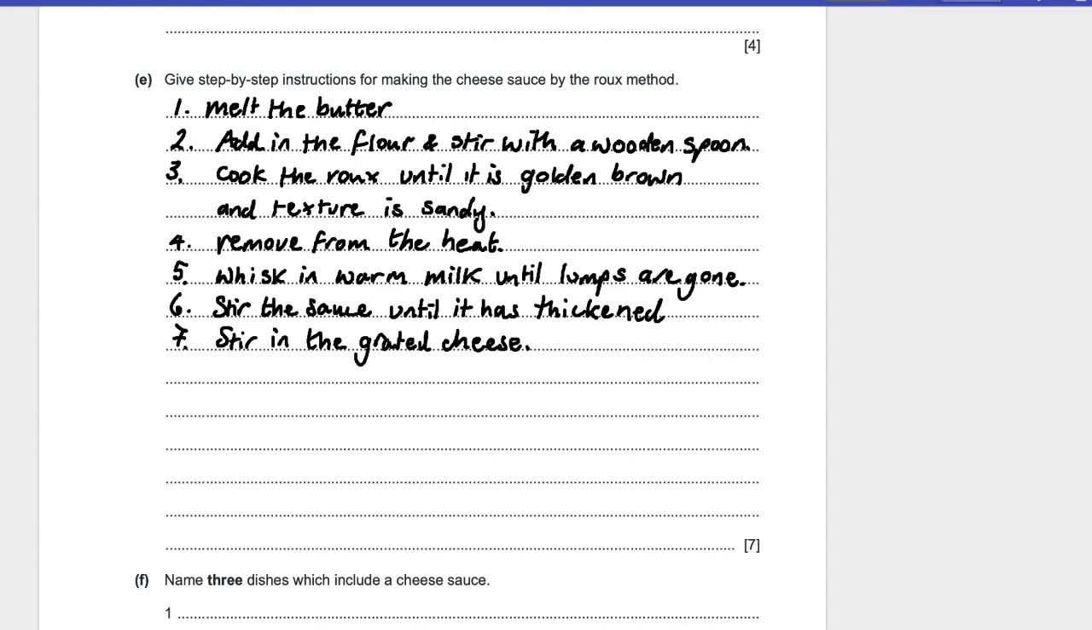Next, we are going to cook the sauce until it has thickened or the gelatinization process has happened, and then we're going to remove it from the heat and stir in the grated cheese. Your cheese sauce is now ready to be used.